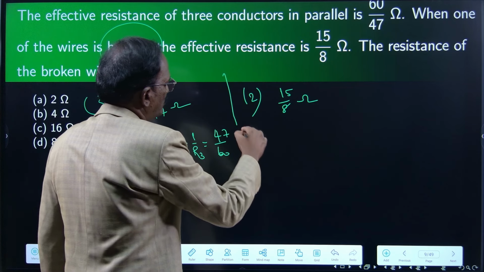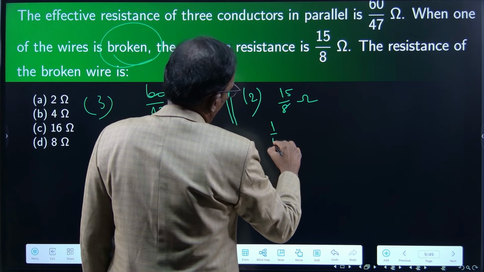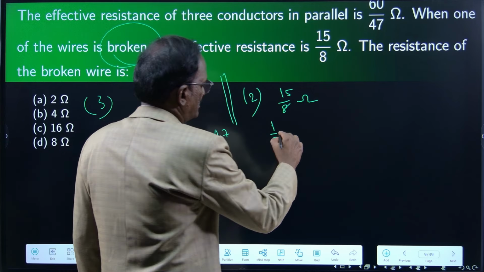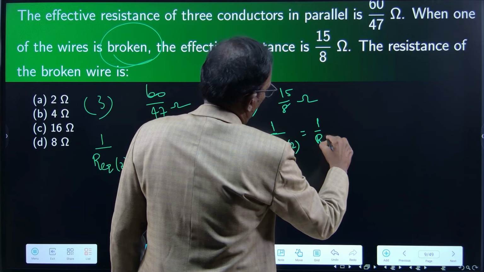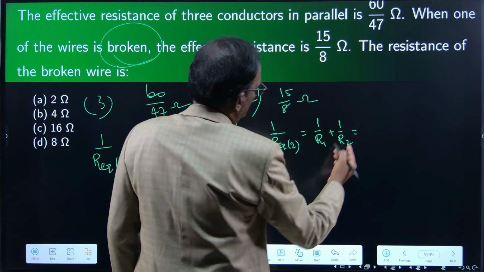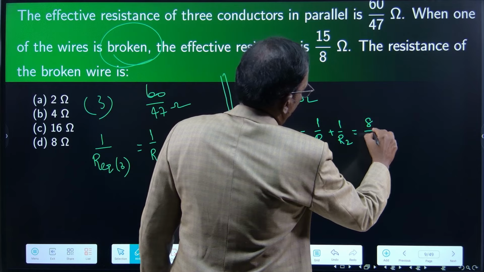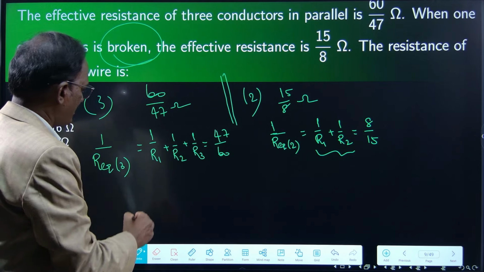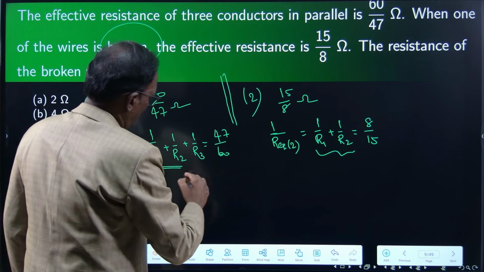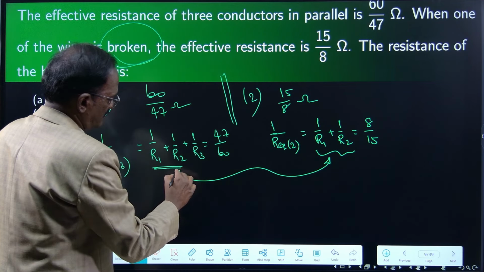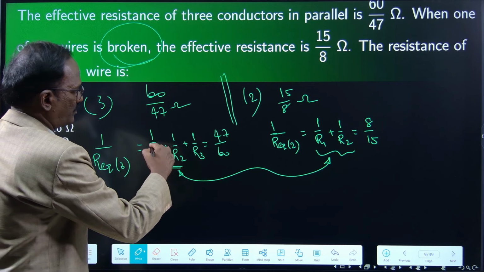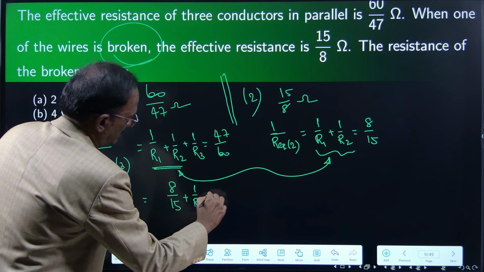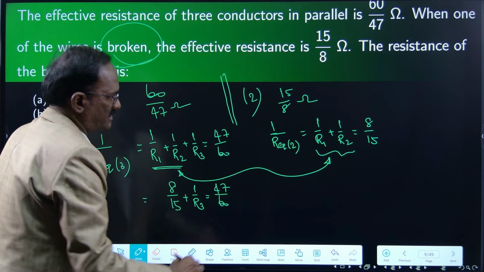Here it is, 2 resistors. So 1 by R equivalent of 2, meaning two resistors: 1 by R1 plus 1 by R2 is again the reciprocal, 8 by 15. So 1 by R1 plus 1 by R2 is some value, 8 by 15. Let us put it here. This value is substituted here: 1 by R1 plus 1 by R2 is 8 by 15, plus 1 by R3 is equal to 47 by 60.